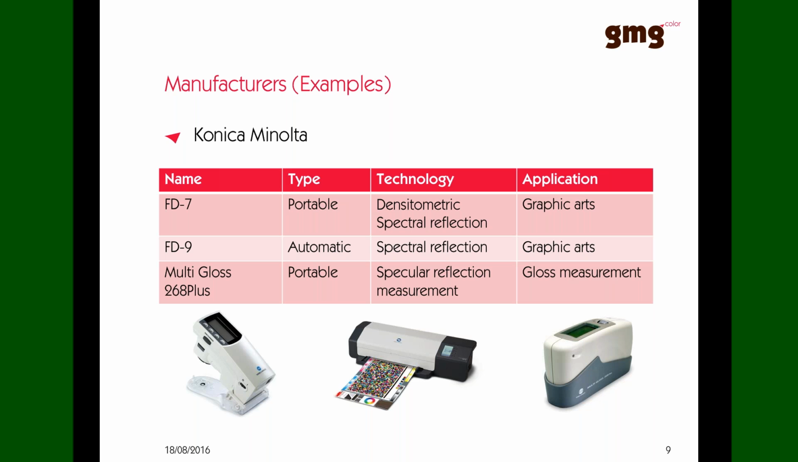And just as an example for a gloss measurement device, on the lower right-hand side, you have the Multigloss 268 Plus device. It's also a portable device, and it measures the specular reflection. So it's a gloss measurement device.